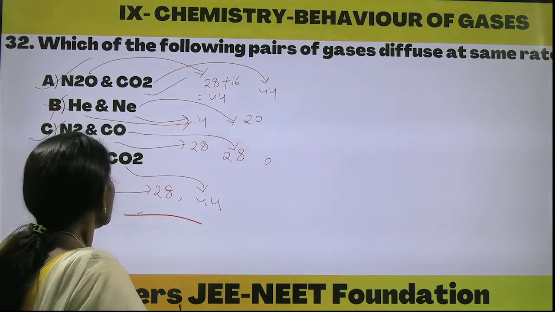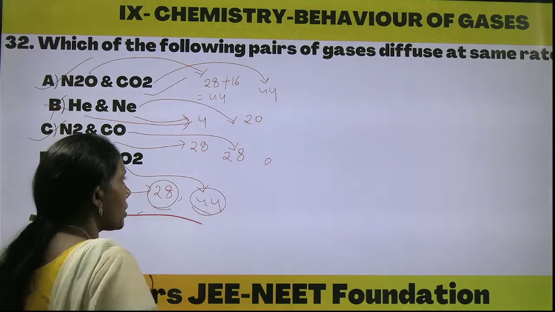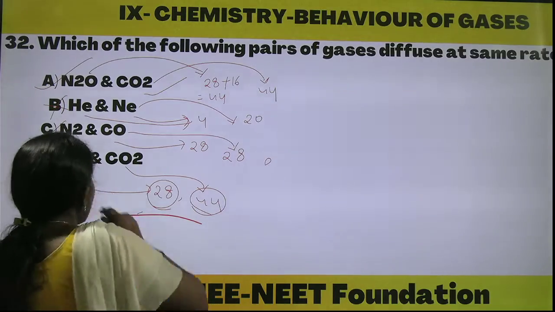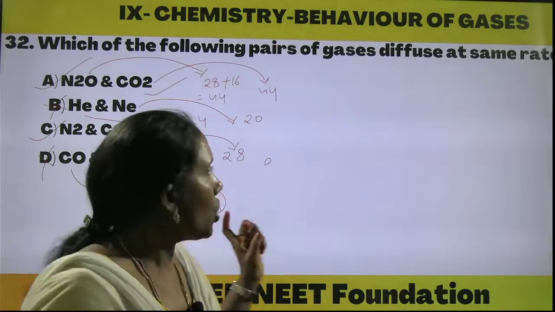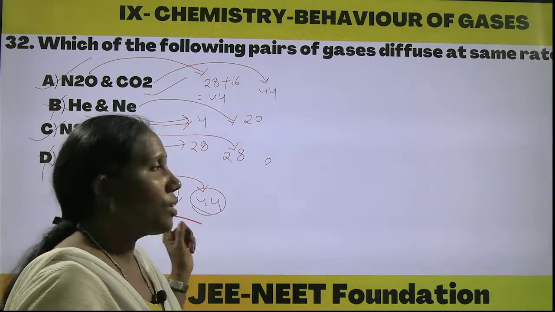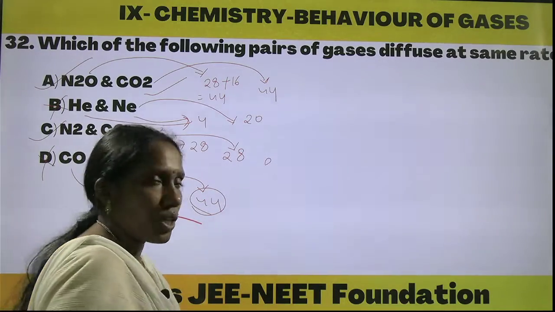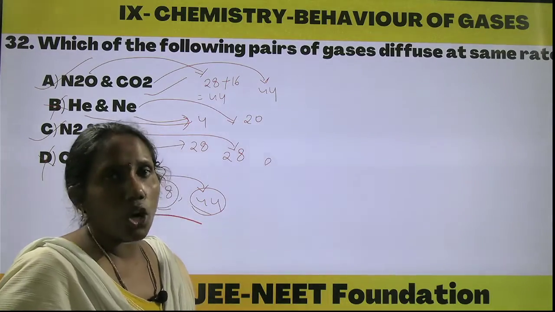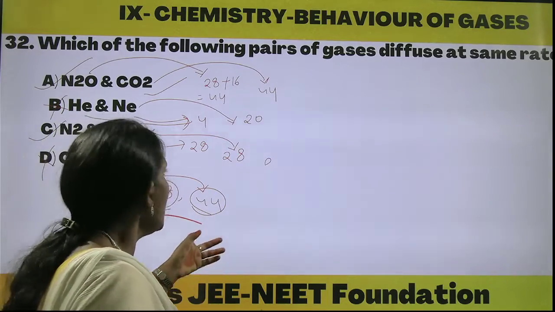Next for D, carbon monoxide and carbon dioxide. One is 28, another is 44. Their molecular weights are different, so they diffuse at different rates. So our options are A and C. N2O and CO2, both 44, diffuse at the same rate. Both N2 and CO have molecular weight 28, so they diffuse at the same rate. So I will go with A and C.